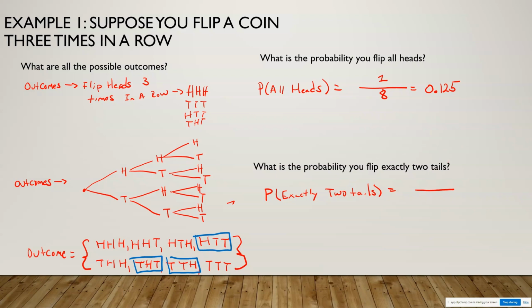So it looks like the number of ways that could happen is 3, and the total number of outcomes is 8. So this would be 3/8. Or if you plug this in your calculator, you would see it becomes 0.375. All right, let's try another one real quick.